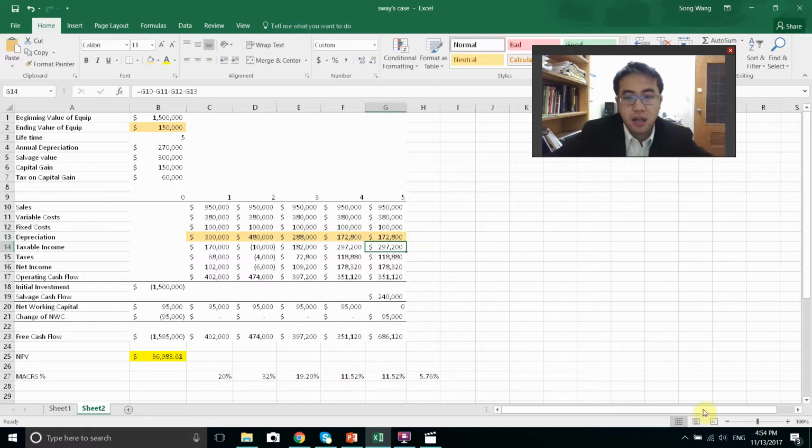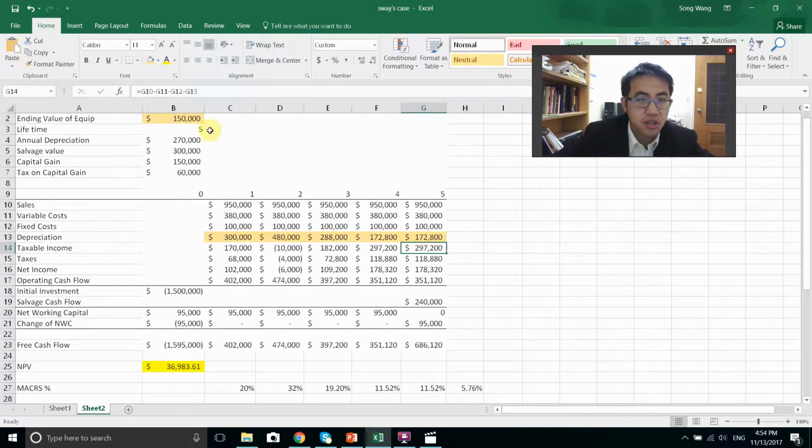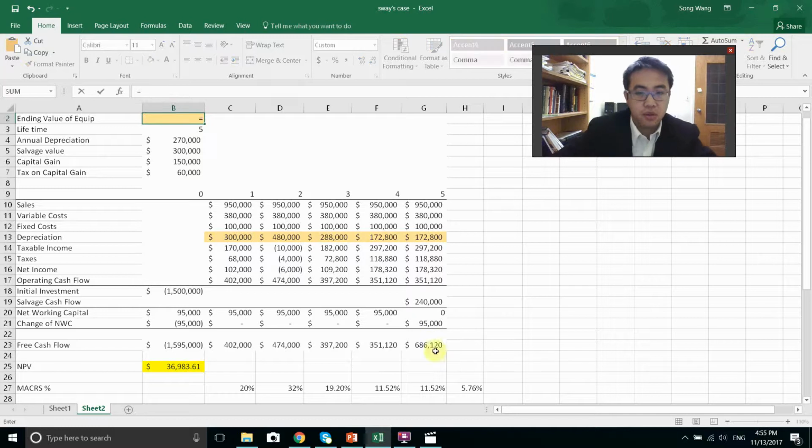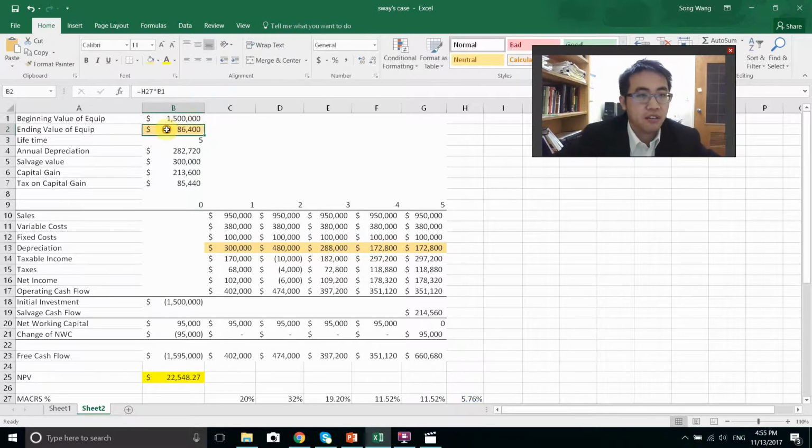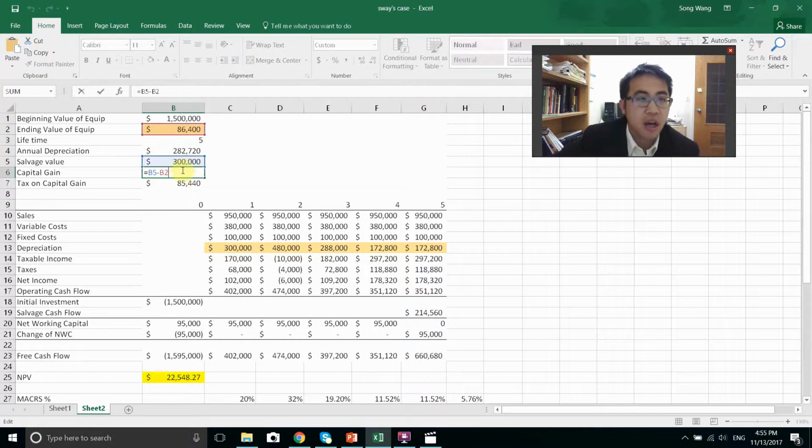And it's not just the annual depreciation that changes. The last year would have a different ending book value. So the ending book value right here equals that percentage, the ending book value percentage, multiplied by the beginning value of the machine. So basically, the ending value will be $86,400, and that changes my capital gain. You see, the capital gain again is the salvage value of $300,000 minus the ending book value, and then my tax on capital gain would also change, and that basically changes my NPV.